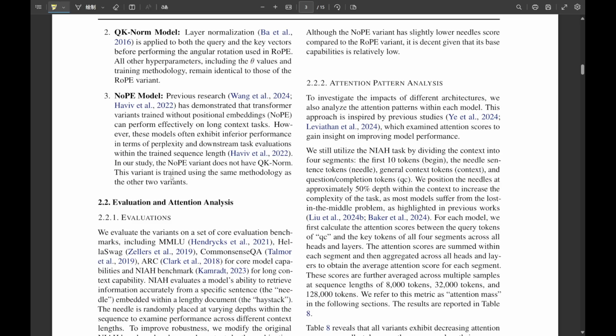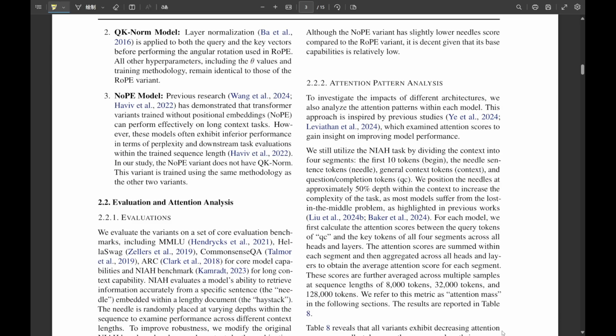And QK norm, Query-Key Normalization. Sounds technical. It is a bit technical. It was mainly introduced to make the training process of these big transformer models more stable. And it's used pretty widely. But, and this is a key finding in this paper, it might actually be hurting the model's ability to handle long context, especially for retrieval tasks. That was a bit of a surprise.